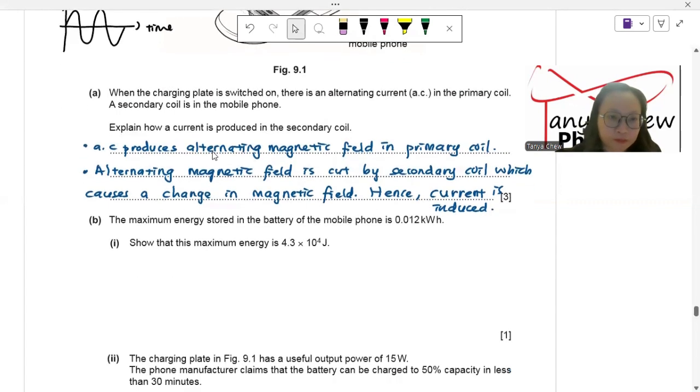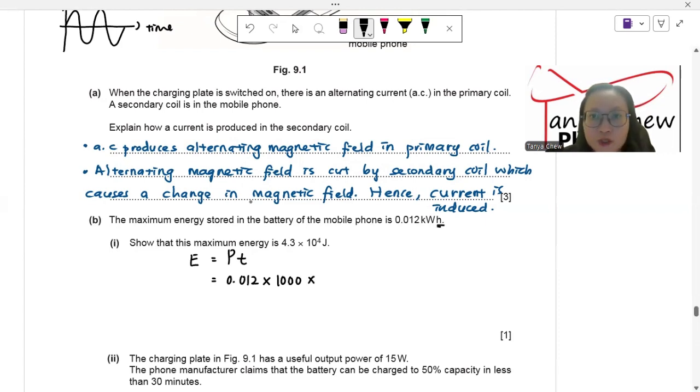Now, B, the maximum energy stored in the battery of the mobile phone is 0.012 kilowatt hour. Show that this maximum energy is 4.3 times 10 to the power of 4 joules. Right, they give me kilowatt hour, and I need to find energy. Energy is power times time. So I just put in 0.012, and kilo is 1,000, so you have to times 1,000.